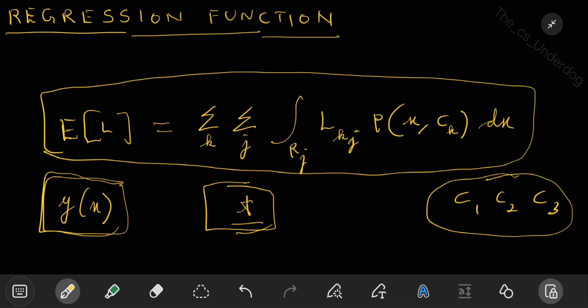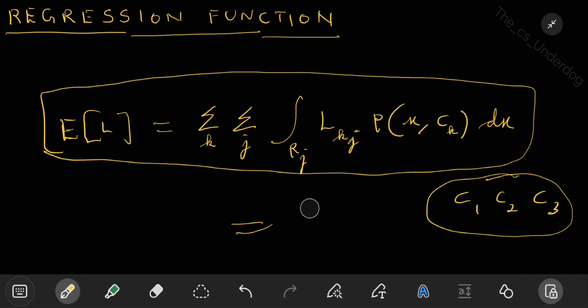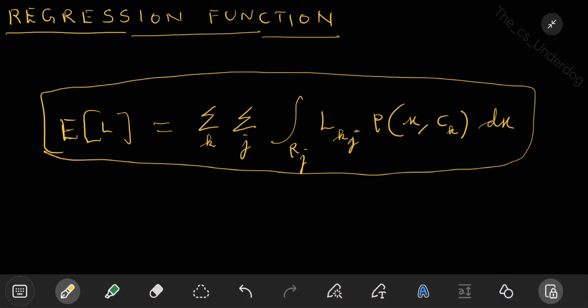That is some value of y of x. So you need to find some way of finding a loss function by using y of x and target t, right? That is what you will have to do in regression. So in regression, let us start by writing the loss function.